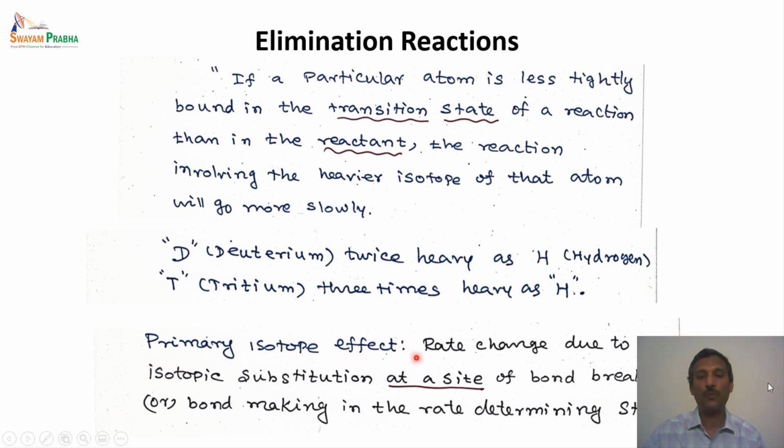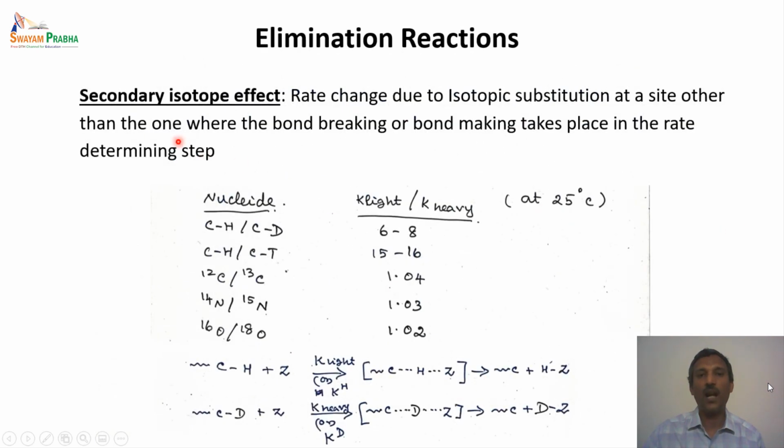In the primary isotope effect, the rate change is due to isotopic substitution at the site of the bond breaking or bond making in the rate determining step. So in the rate determining step, if the bond broken or made at that site involves the isotope, then we say primary isotope effect. And if it is at a site other than the site of bond making or bond breaking, then we have a secondary isotope effect. That is what we call it.